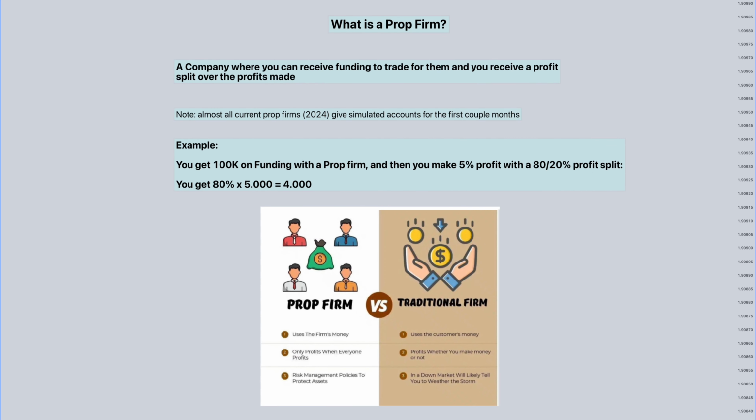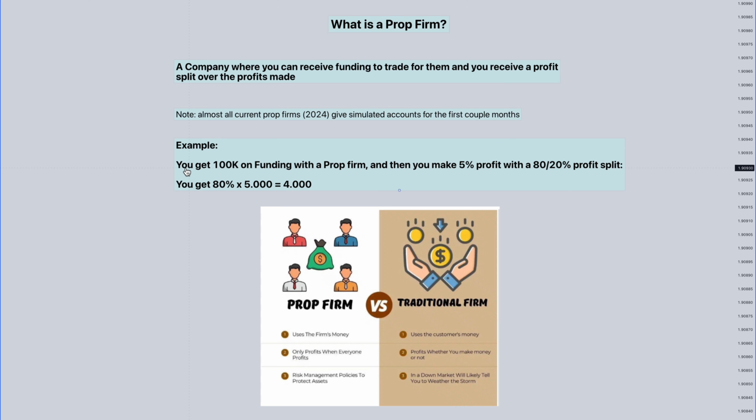Okay, first let's set some definitions. What is a prop firm? A prop firm is a company where you can receive funding to trade for them and you receive a profit split over the profits you make. Quick note there, almost all current prop firms, at the time of this recording in 2024, give simulated accounts for the first couple months. It means you're not trading real money, it's only demo, simulated money.